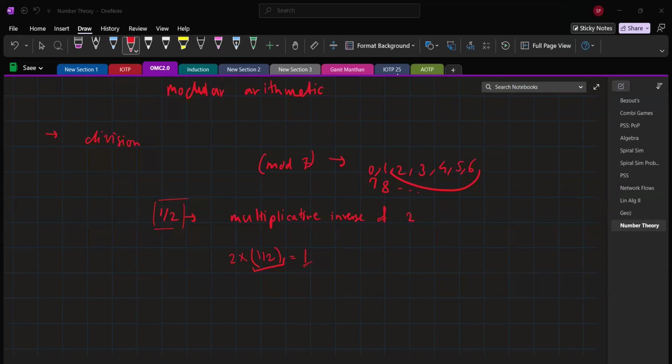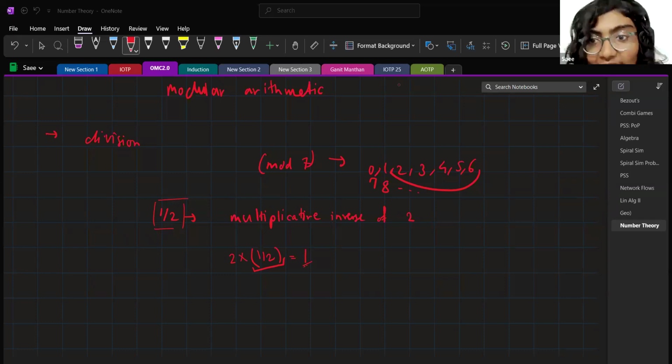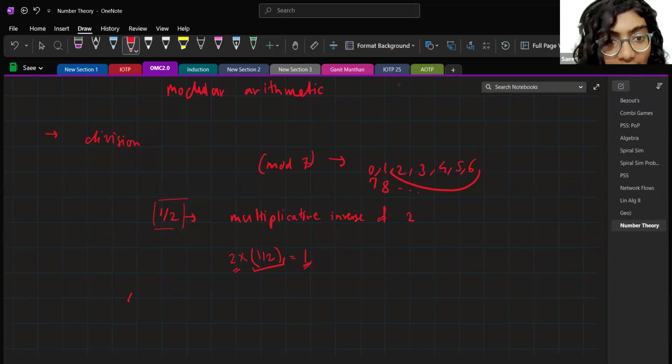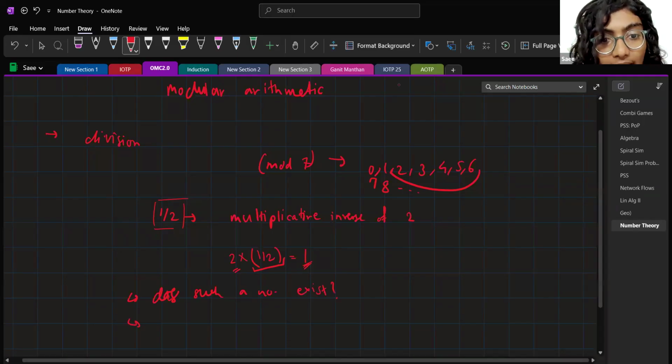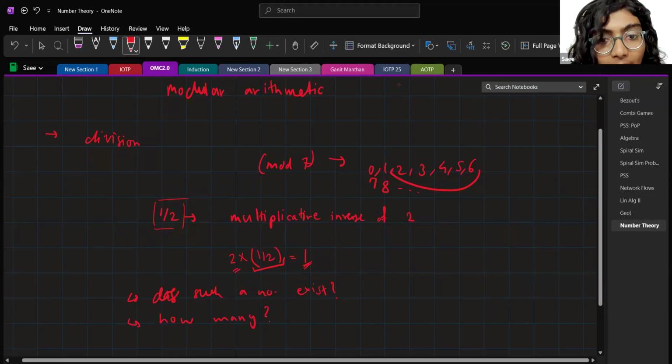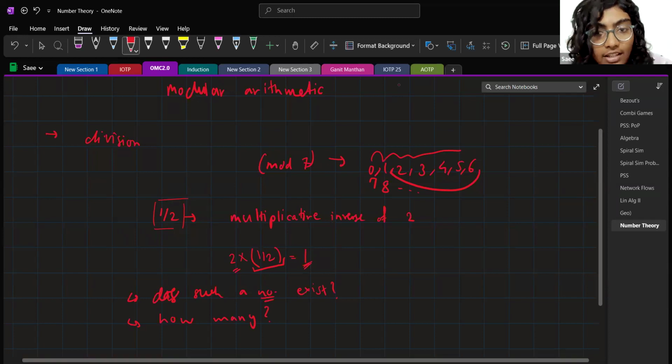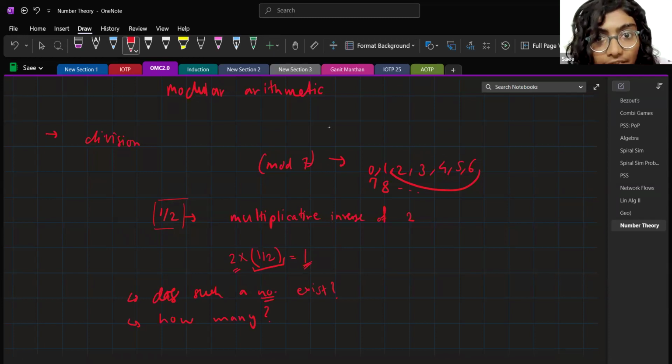Yes. Okay, thanks. So now what we want to find is a number which when multiplied by 2 gives us 1 mod 7. First of all, does such a number even exist? And if it does exist, then how many such numbers exist? When I say a number, I mean a number which is equivalent to one of these things. So these are going to be our only numbers for now.